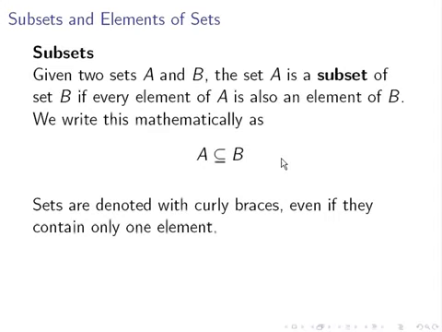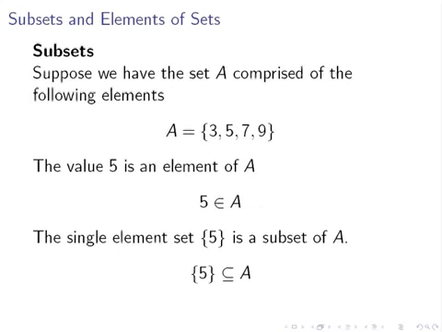Now, just a quick remark on something. Sets are denoted with curly braces even if they contain only one element. I'm using that to lead up to an example here. Suppose we have a set A comprised of the following elements: A = {3, 5, 7, 9}. The value 5 is an element of A, so we write it like that. 5 ∈ A.